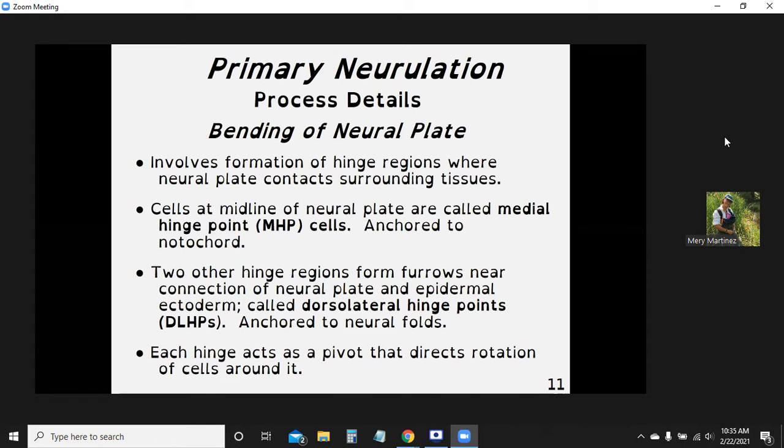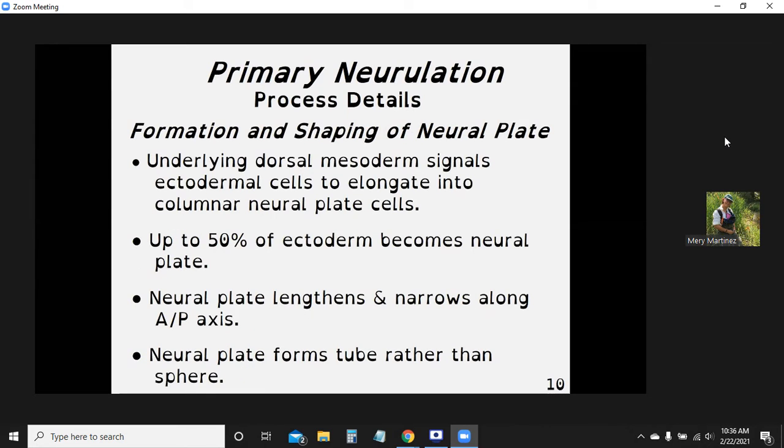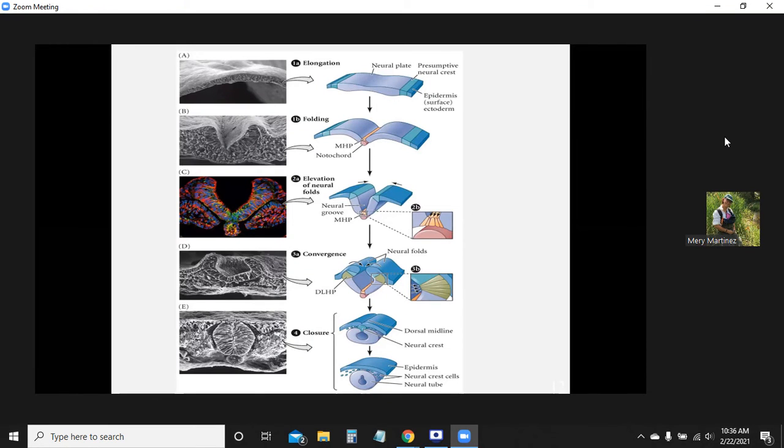And the two other hinge regions are the ones that are going to form the dorsal lateral hinge points. Okay. And they anchor to the surface of the ectoderm and the neural fold. So after the initial furrowing of the neural plate, the plate bends around the dorsal hinge point, and each hinge acts as a pivot that directs the rotation of the cells around it. So they're going to fuse together to the middle. So if I can see now, I have another one here. Okay, so this is where they continue here.